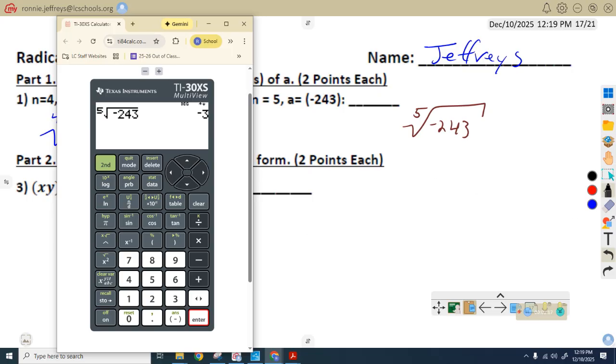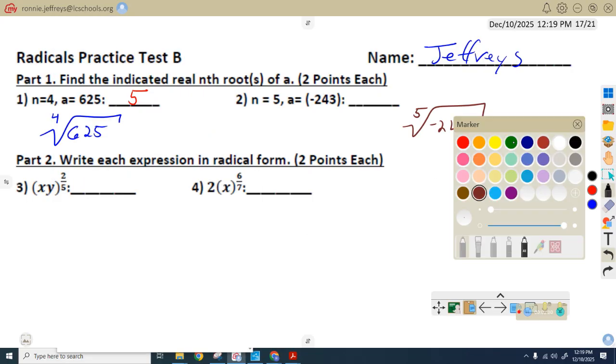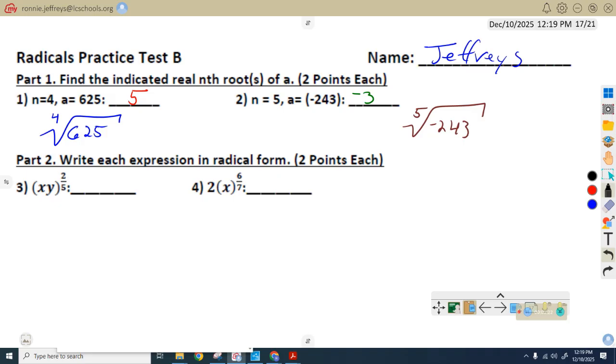Alright, so we end up getting -3 here. Alright. So part 2.